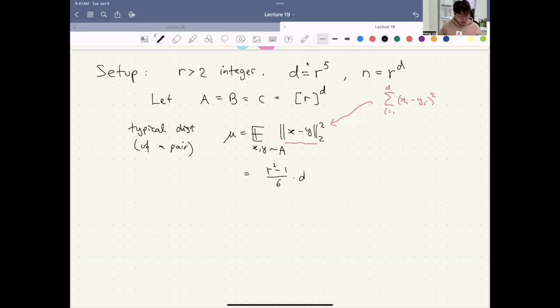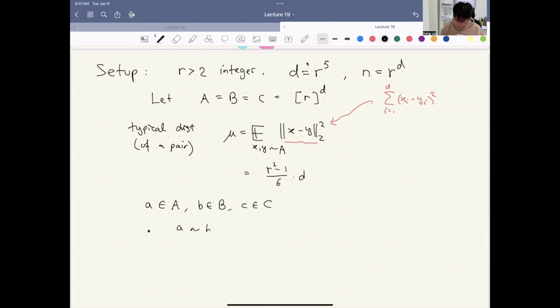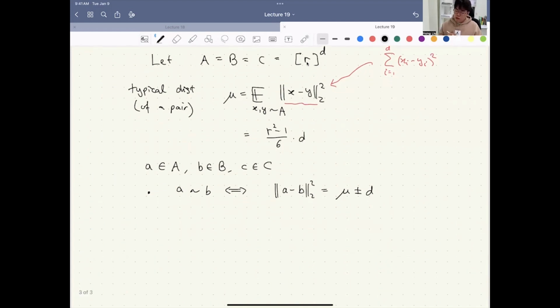Here's the setup. What's the adjacency? Now you take A in A, B in B, C in C. We say that A is adjacent to B if and only if their distance, to be simpler, let me take the distance squared of A minus B, is around the typical distance mu plus minus some error term. And this error term, we set it to be the dimension d. What about between A and C and B and C? A adjacent to C or B adjacent to C is the same, so let me skip this one. Let me just write between A and C.